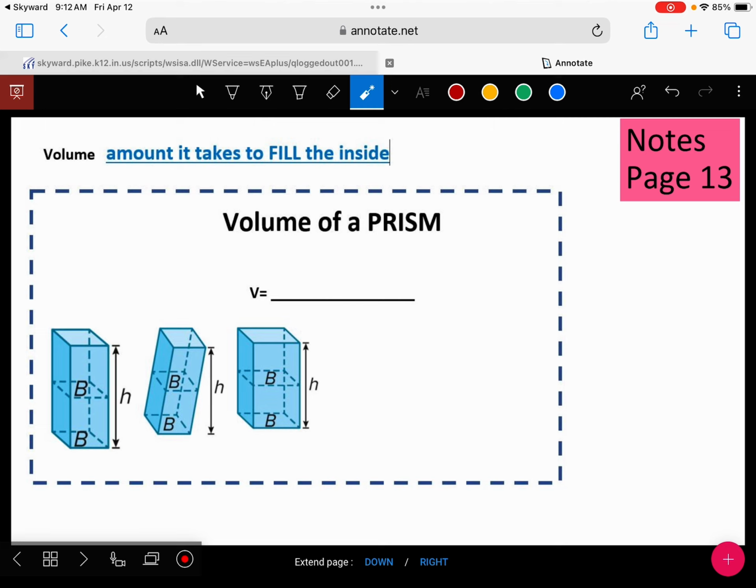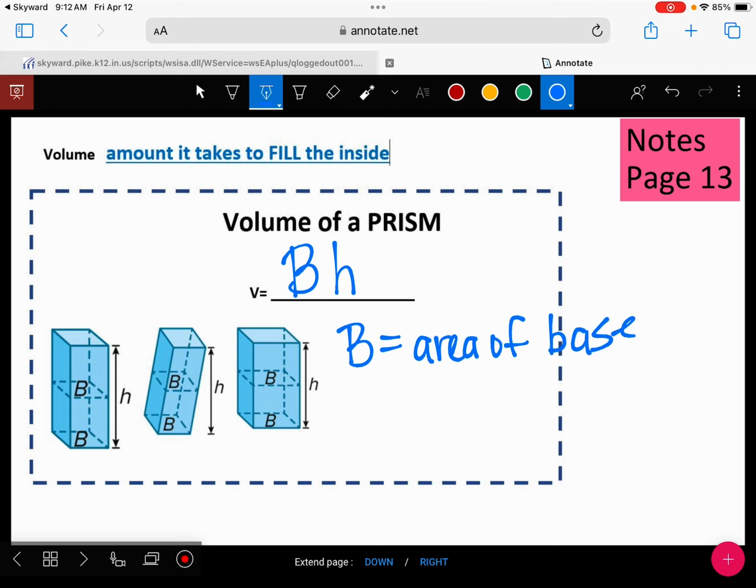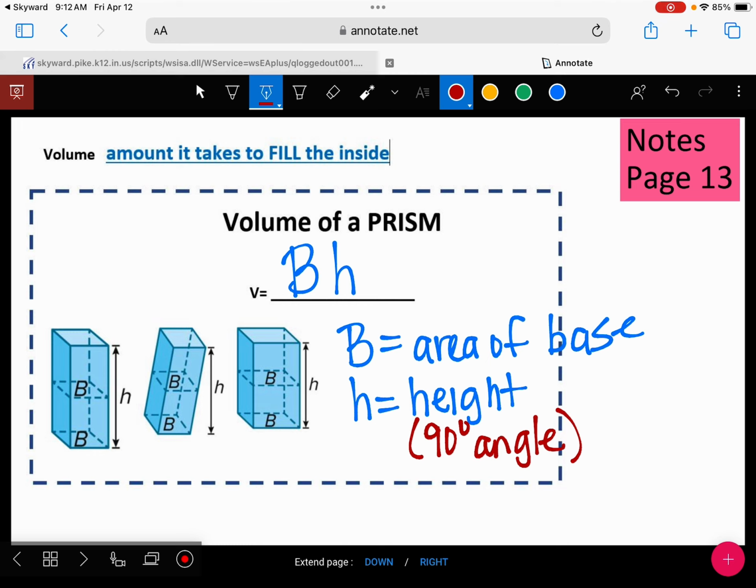So first we're going to talk about a prism, which remember prisms have the same shape on the top and bottom, and that's just the area of the base times height. So B is the area of the base. And height is on the outside. It's how tall it is. And can you write that for height, it always is connected to a 90-degree angle. That's how you'll know it's the height, if you see a 90-degree angle.